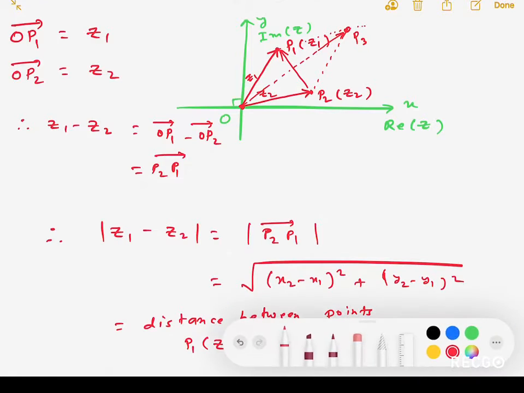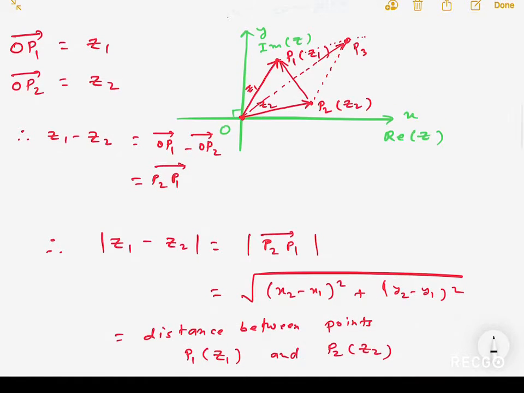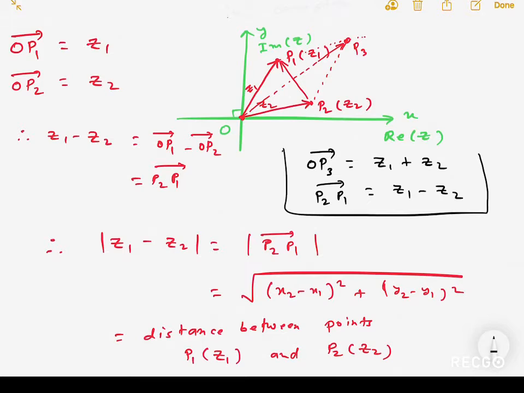So the difference vector and the addition vector are actually the two diagonals of the parallelogram, right? So the OP3 vector is Z1 plus Z2 and the P2P1 vector is Z1 minus Z2. So this is very simple, very easy to remember.